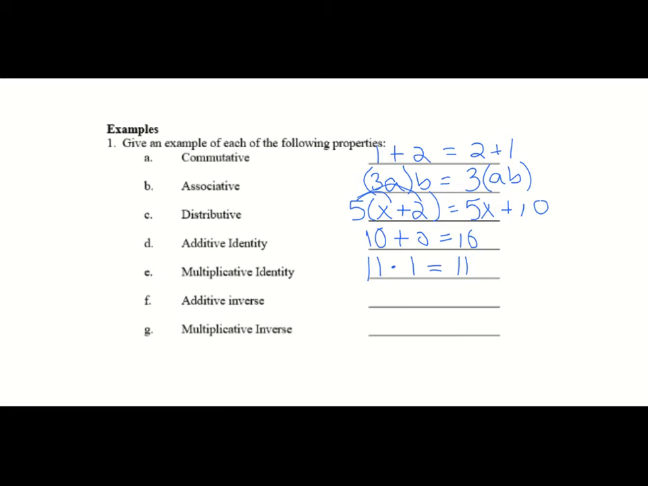Additive inverse, so remember this is where you have to go back to 0. You want it to equal 0. So we'll do 7 plus -7 equals 0. And again, you don't have to come up with these examples. You can come up with your own. Multiplicative inverse, any number times its reciprocal will equal 1. So I'm going to do 5/9. So I'll do a fraction here. Times the reciprocal, which is 9 over 5, will give me a 1.